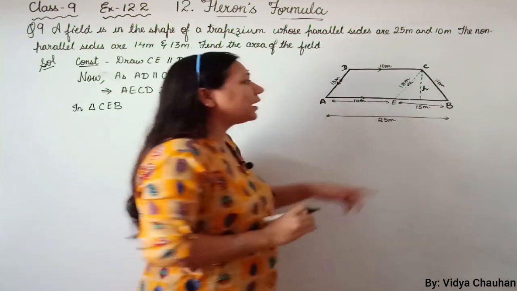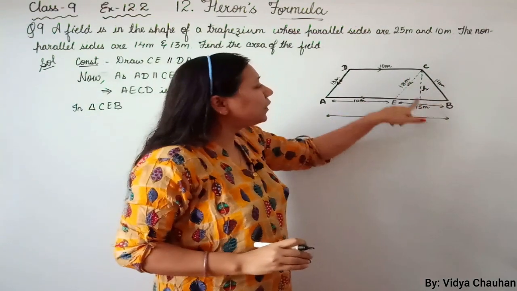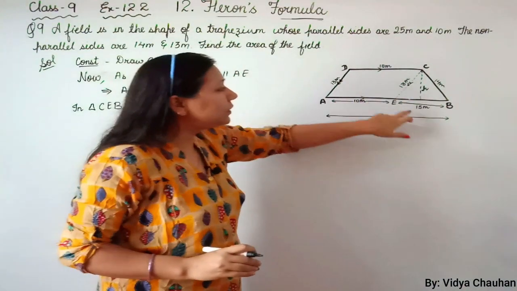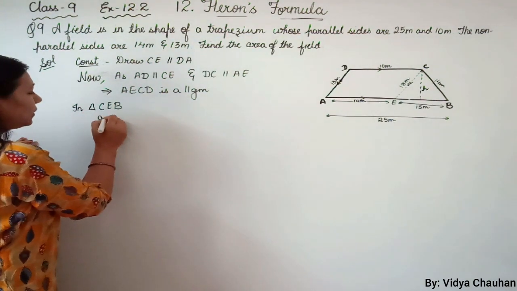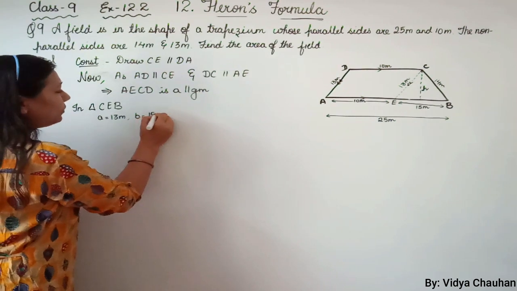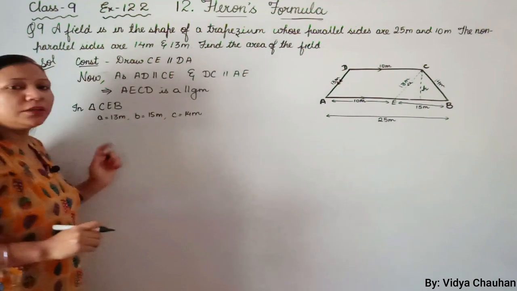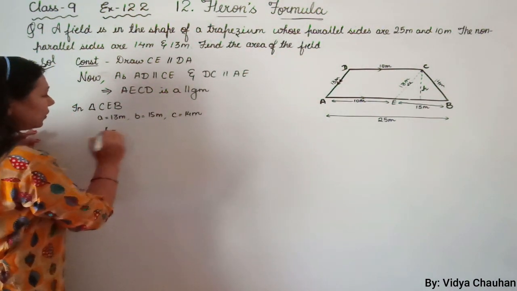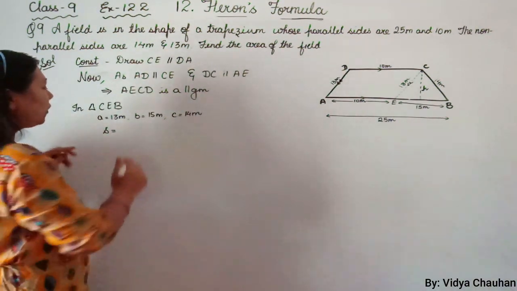So to find the height of the trapezium, very first we will find the area of this triangle CEB, whose all the three sides are given. So in triangle CEB, one of the sides is 13 meter, another side is 15 meter, and the third side is 14 meter. So all the three dimensions are given to us. Let us start finding the area of the triangle by using Heron's formula.